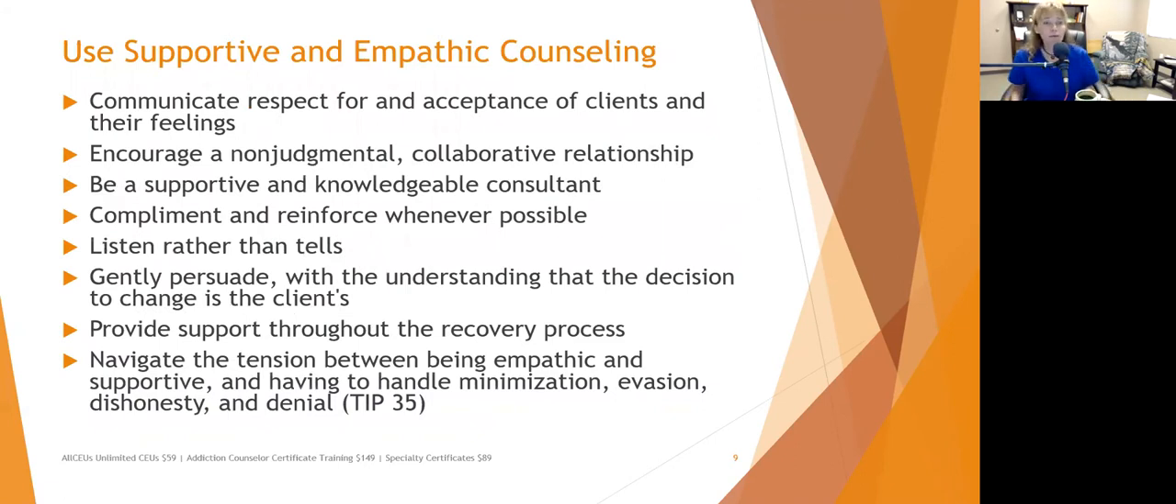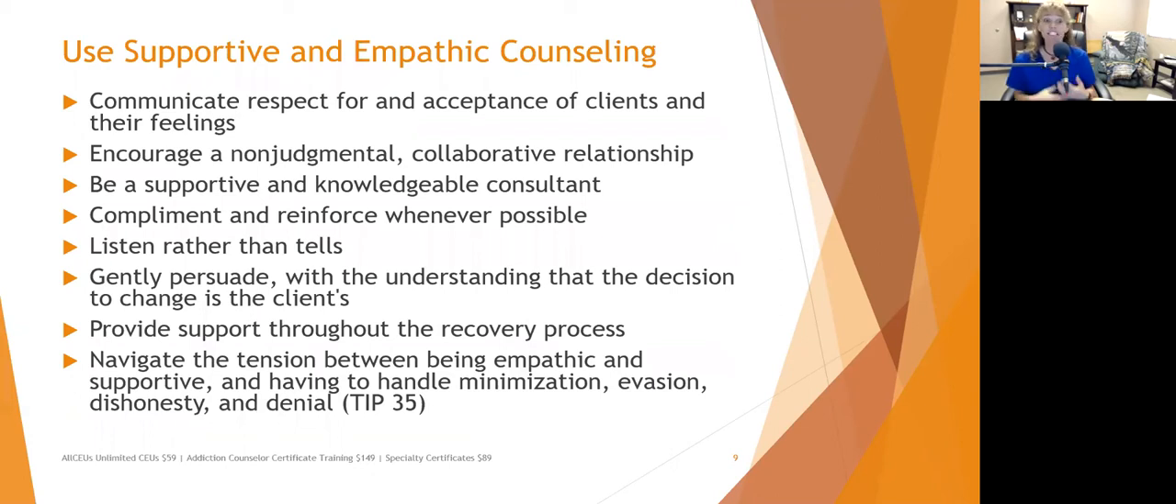When working with people with co-occurring disorders, we need to use supportive and empathic counseling. That's kind of true with anything. We want to encourage a non-judgmental, collaborative relationship and communicate respect and acceptance for the clients and their feelings. We don't have to agree with them, but we do want to respect that those are their feelings.